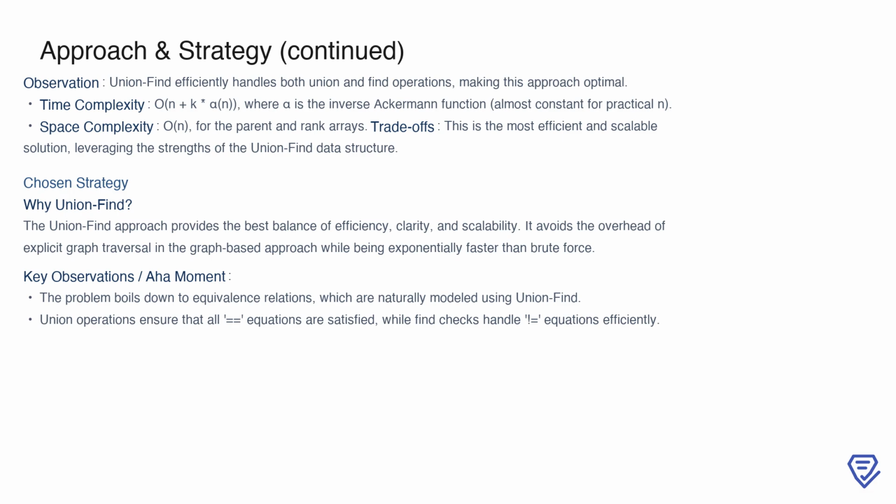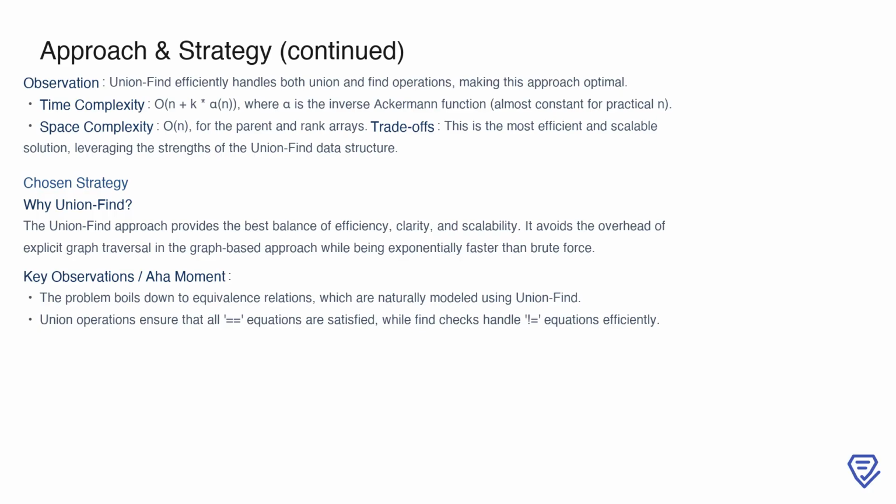Union find builds on the strengths of the graph-based approach while eliminating its inefficiencies. By using the union find data structure, we can efficiently perform both union operations, to group variables, and find operations, to check the relationships between them. This makes it an excellent fit for solving equivalence problems like this one.